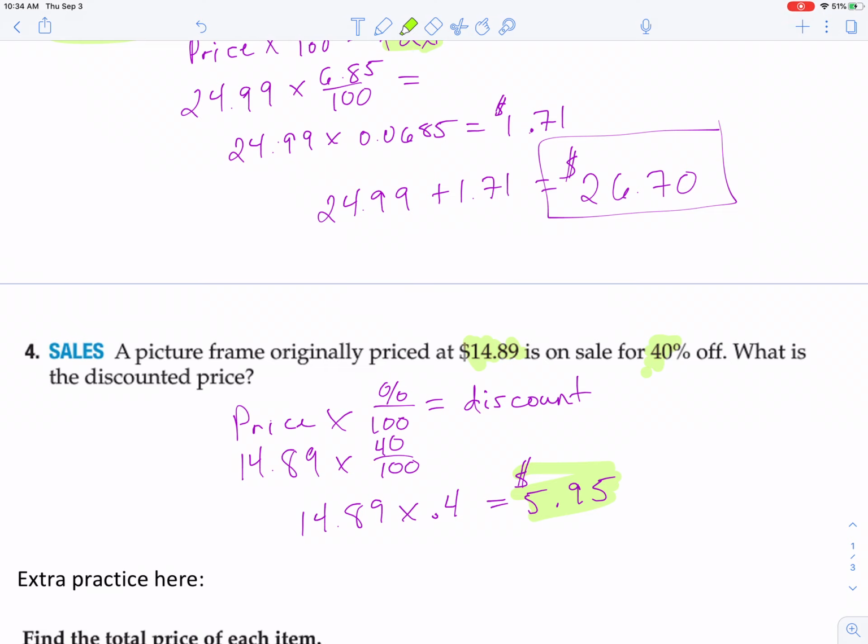So what I'm going to do next is I'm going to take my $14.89 and subtract the $5.95 because that's what I'm saving. And the total price that I will now pay is $8.94. Don't forget that label. And that's what we do.